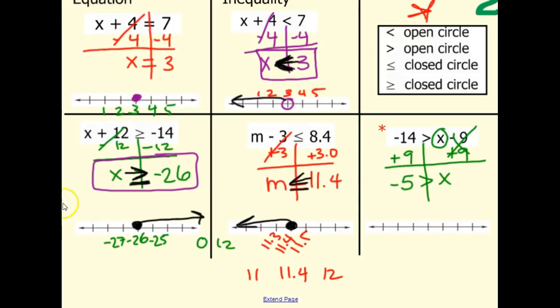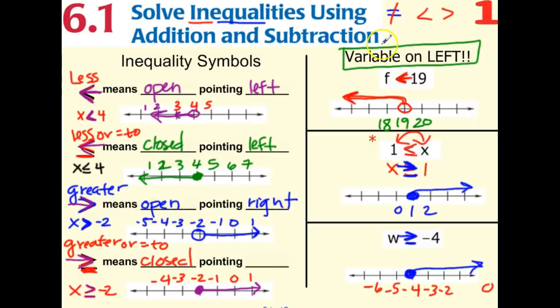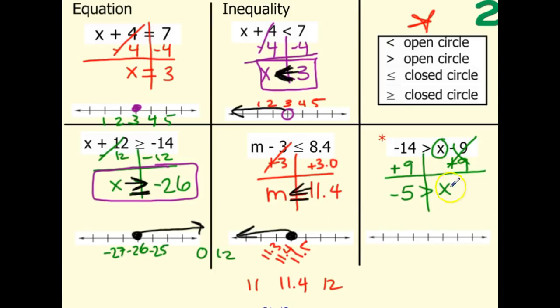But be careful. You can't graph. Remember, we need the variable or the letter on the left. Right now, the letter's on the right. So we need to flip-flop this around. So we have x and negative 5. And our symbol also flips. That way we can graph it. You can only graph if the letter's on the left. So 0 would be over here because these are negative numbers. You'd go down towards 0 and then bigger negative numbers away. So this does not have the equal to, so it's an open circle. And then like an L here, less than, it would be to the left.